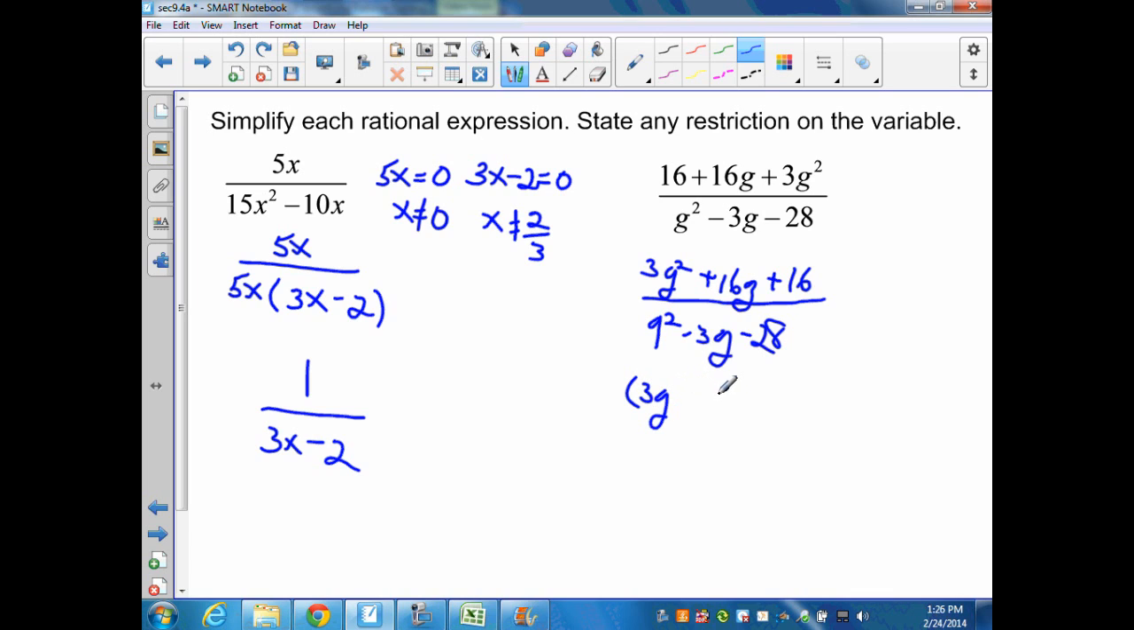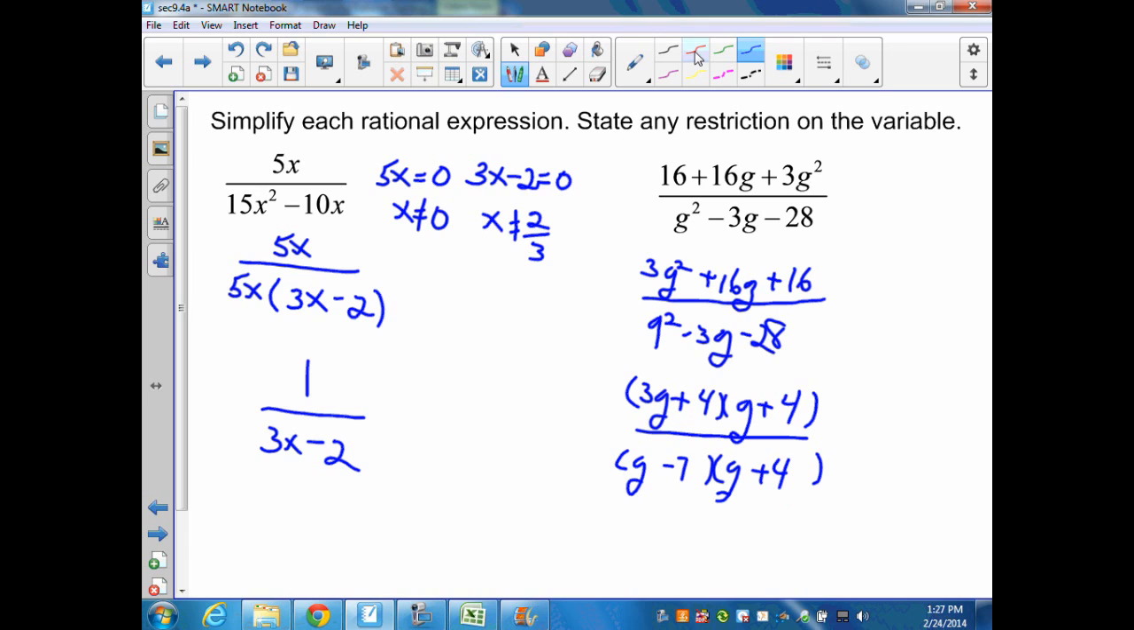3g and g, and that will be 4 and 4. 4 times 3 is 12, plus 4 gives me 16, and that will be positive, positive. On my denominator, g and g, that will be minus 7 and plus 4. Now I can set my restrictions.